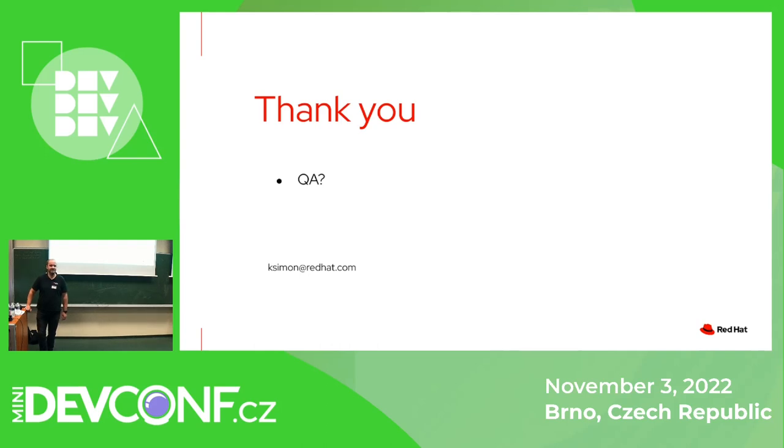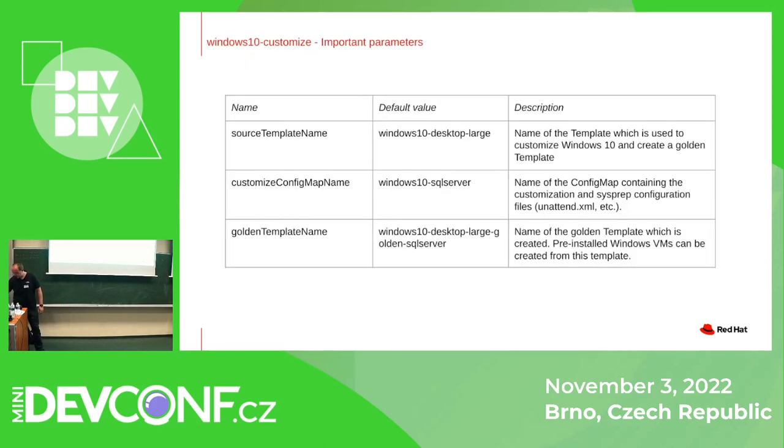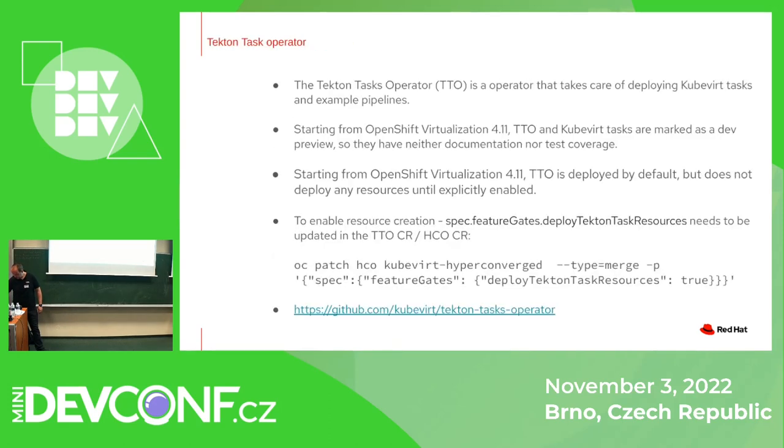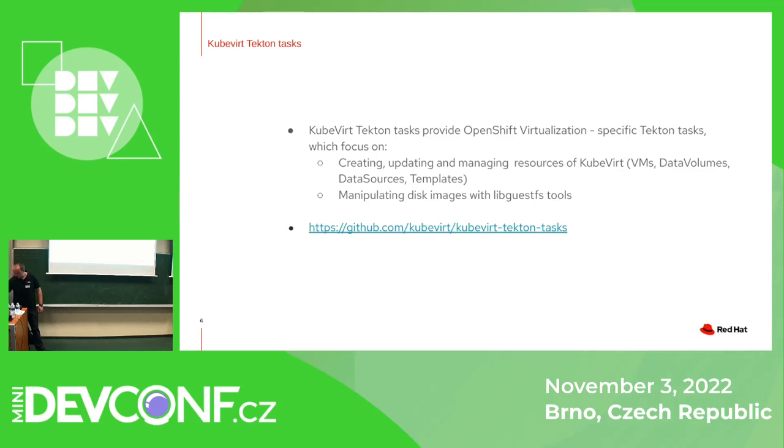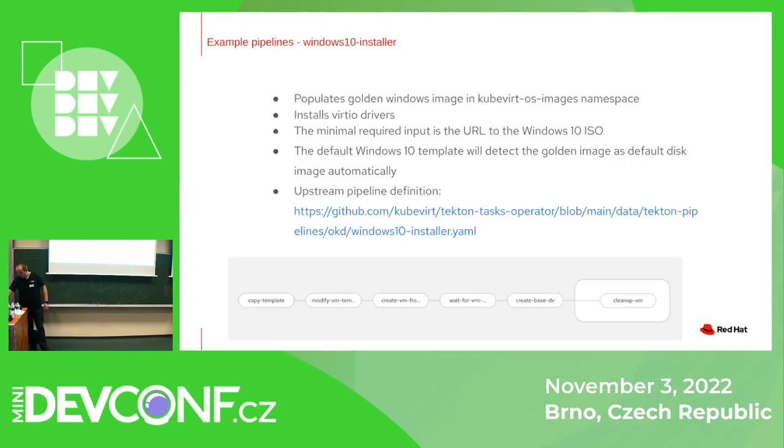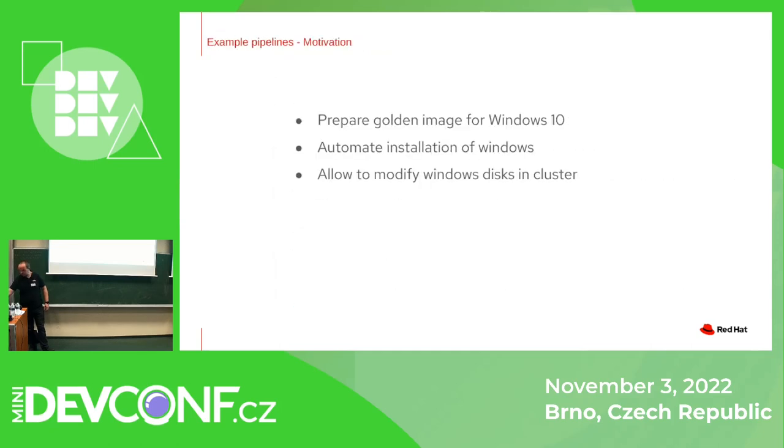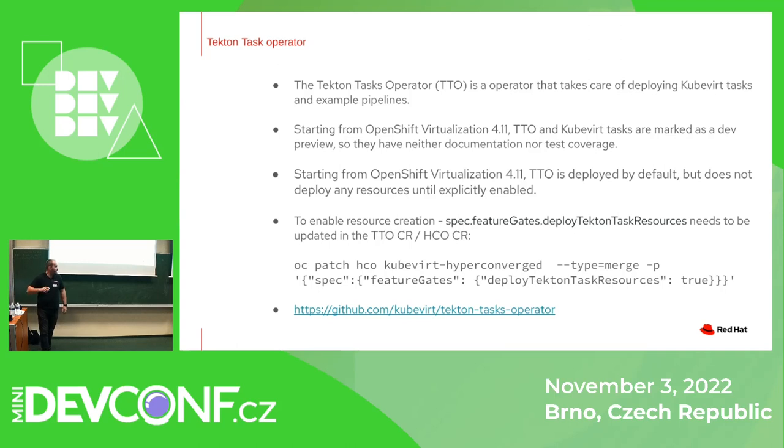I just wanted to ask if I can find the source code of all these steps somewhere. Yes, you can find it. The source code of the tasks is on this link. When you write kubevirt/kubevirt, it will find you the organization kubevirt, and then you find the kubevirt-tekton-tasks repository. The source code of the pipelines is in the Tekton task operator, again under the kubevirt organization. Just find repos with the Tekton prefix and you will find all the source code. And of course, you can ping me on email and I will send you the links. Thanks a lot.